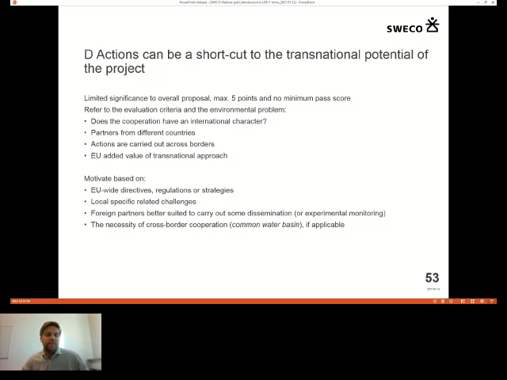And then it could of course be motivated based on cross-border cooperation. For example, if you have a common water basin, like the Baltic Sea, and you're doing a project connected to the Baltic Sea, it is relevant to work with neighboring countries, at least within a reference group.